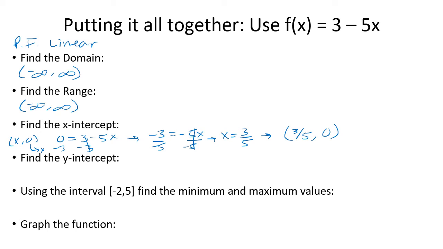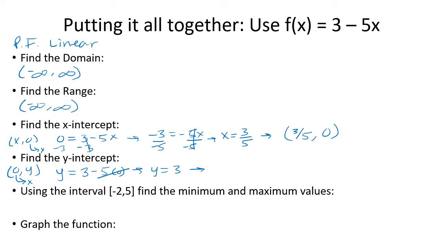Okay, y-intercept. Y-intercept means you have 0, y. I have 0 for x, so I'm going to plug in 0 for x. So we have y equals 3 minus 5 times 0, which leads to y equals 3, because anything times 0 goes away.